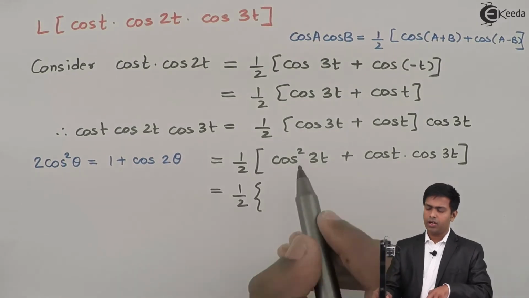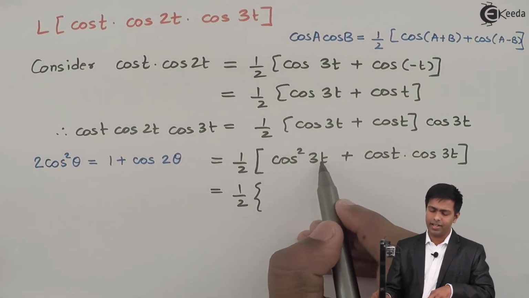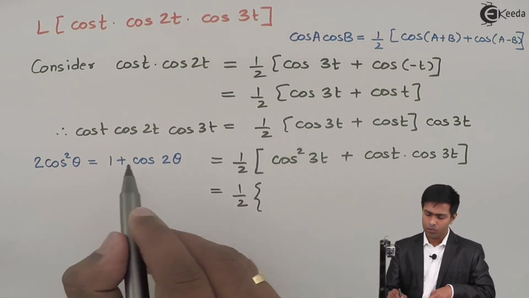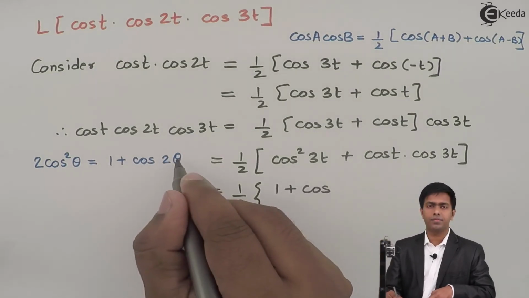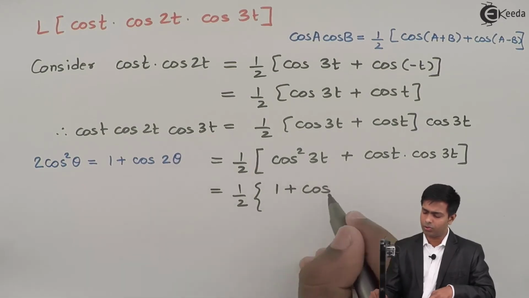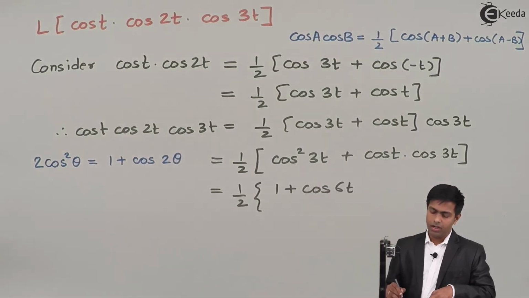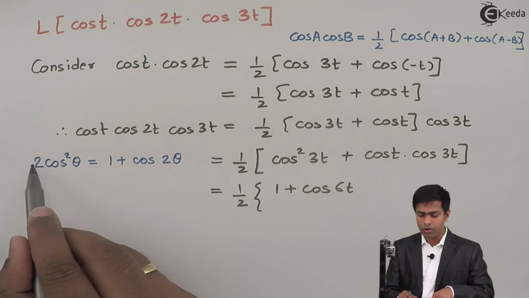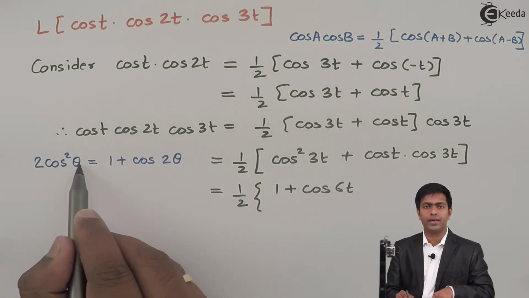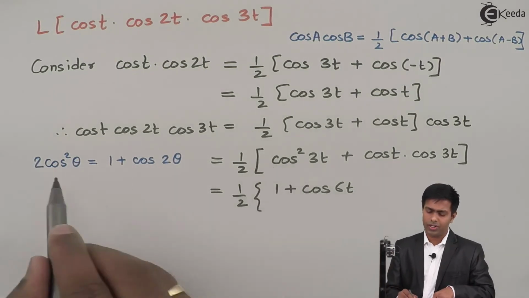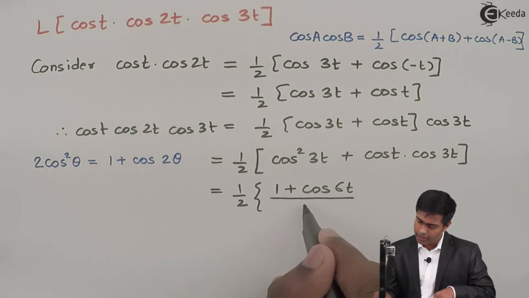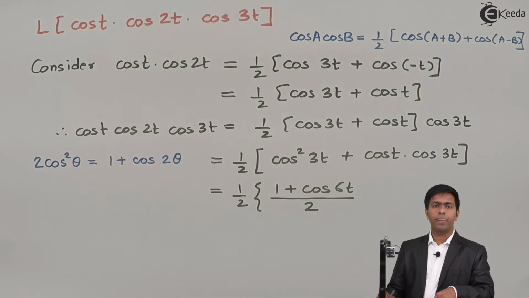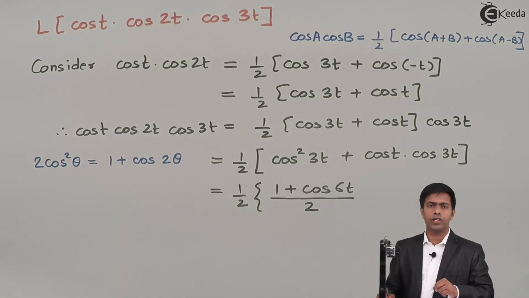Now see here, cos square of 3t, so it means 3t is my theta. So we'll get 1 plus cos of 2 theta. So theta is 3t, 3t into 2 will get 6t. Now my friends, in the formula we also have 2 with the cos square of theta, but here we don't have that 2. So I'll send that 2 on the other side, it will divide here. It means that 2 will divide in my formula as well. So this is the value of cos square 3t.